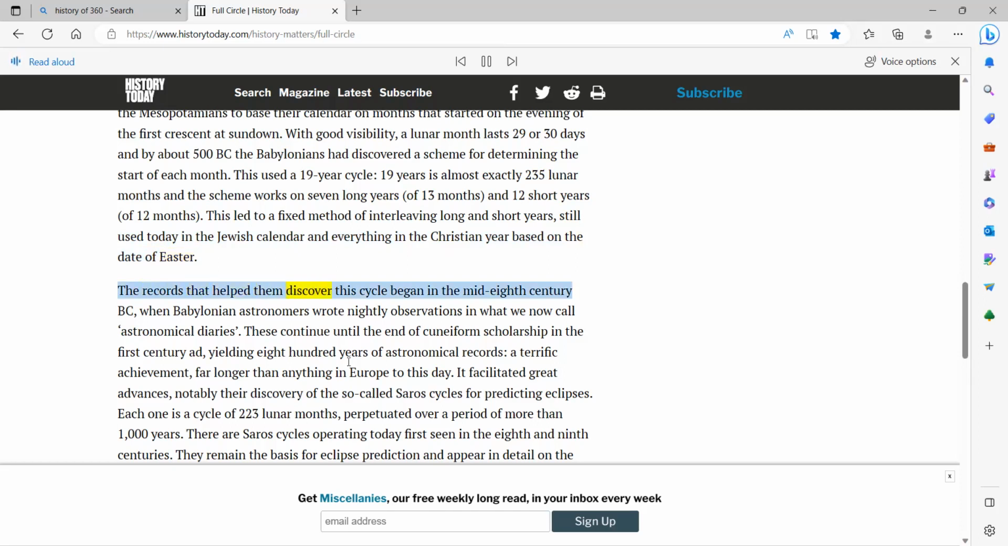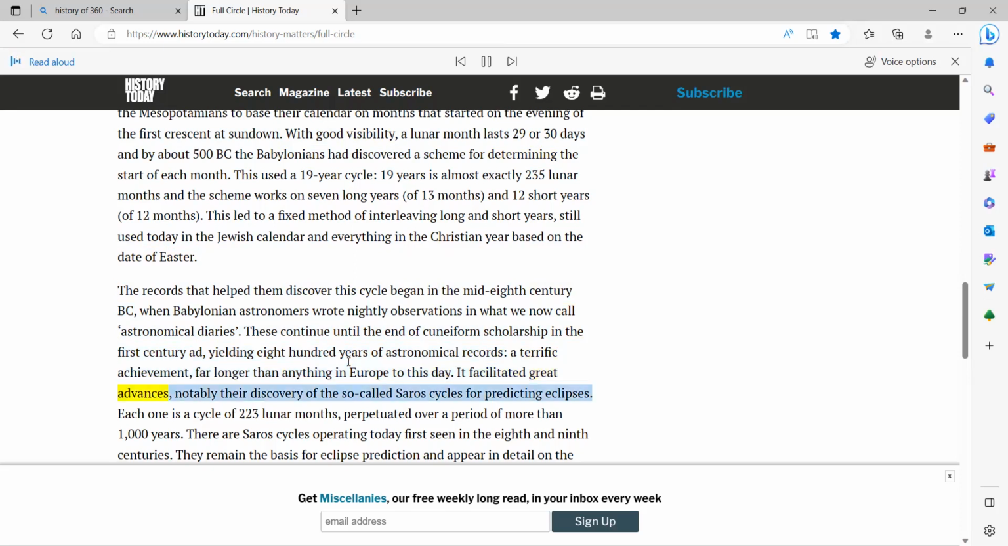The records that helped them discover this cycle began in the mid-8th century BC, when Babylonian astronomers wrote nightly observations in what we now call astronomical diaries. These continue until the end of cuneiform scholarship in the 1st century AD, yielding 800 years of astronomical records. Terrific achievement, far longer than anything in Europe to this day.